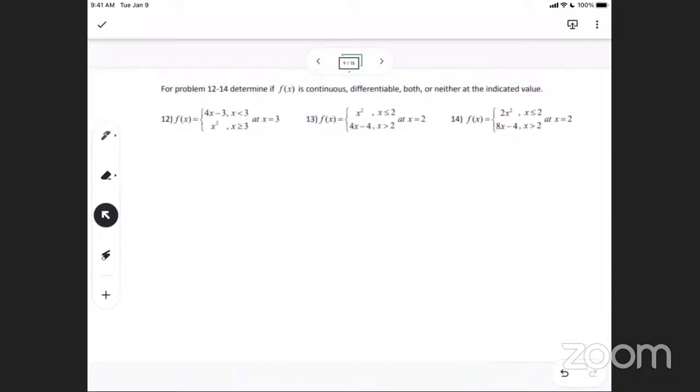Will these be a lot of work? For number 9 you're talking about? 12 through 14. I'm sorry, 12 through 14? I don't know, let me look at it. Determine if it's continuous, differentiable, both, or neither at the indicated values.